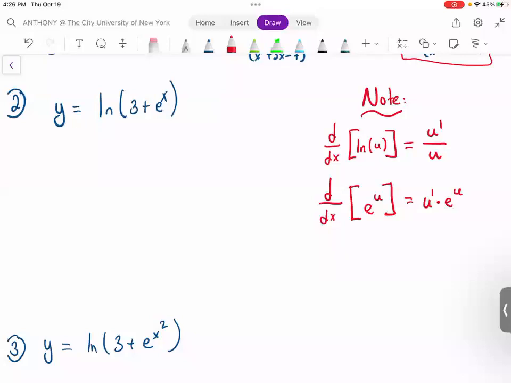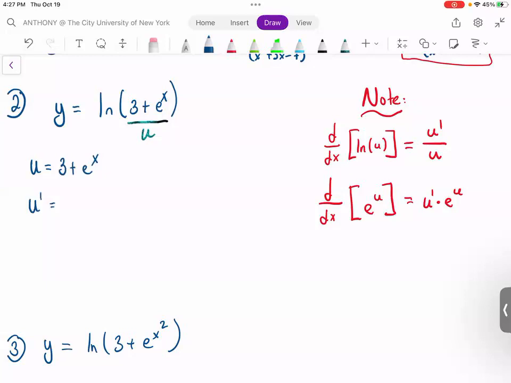Okay, so these are a couple of extensions to our chain rule. So I'll show you how it works in problem number 2. Problem number 2 says you have ln of 3 plus e to the x. So you can make a u substitution here. If you apply a u sub here, then the u is going to be your 3 plus e to the x. All right. So if we say u is equal to 3 plus e to the x, what is our derivative? What is our u prime?